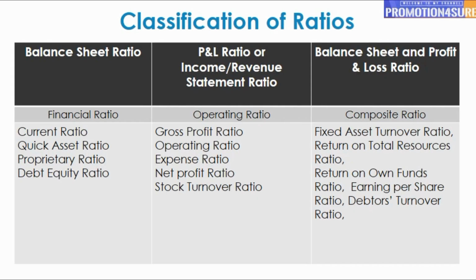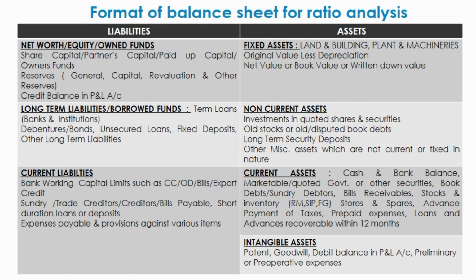Now, classification of ratios is into three parts: balance sheet ratio, profit and loss ratio or income revenue statement ratio, and balance sheet and profit and loss ratio. Now, financial ratios are current ratio, quick asset ratio, propriety ratio, and debt equity ratio. Operating ratios are gross profit ratio, operating ratio, expense ratio, net profit ratio, and stock turnover ratio. Now, composite ratios are fixed asset turnover ratio, return on total resource ratio, return on own funds ratio, earning per share ratio, and debtors turnover ratio.